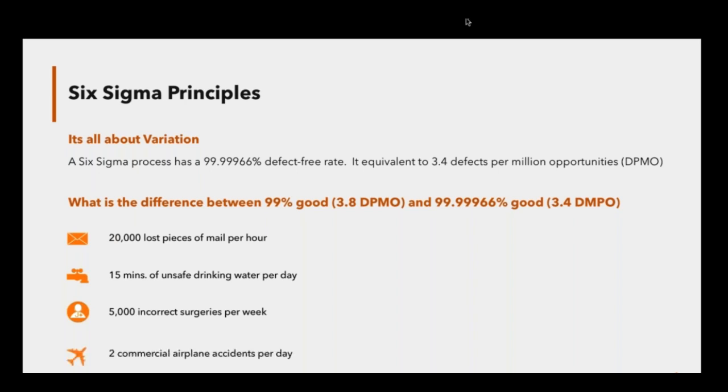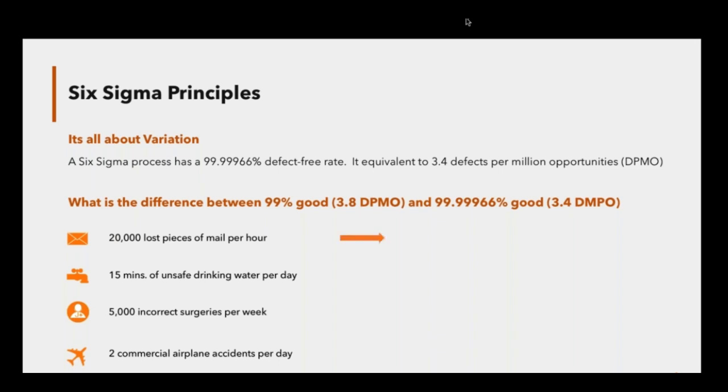Or 2 commercial airplane accidents every single day. And you won't know what airport, you won't know what flight, you won't know anything about it. You just run the chance. When we apply DMAIC to these exact problems, we're able to see the variation be reduced significantly.